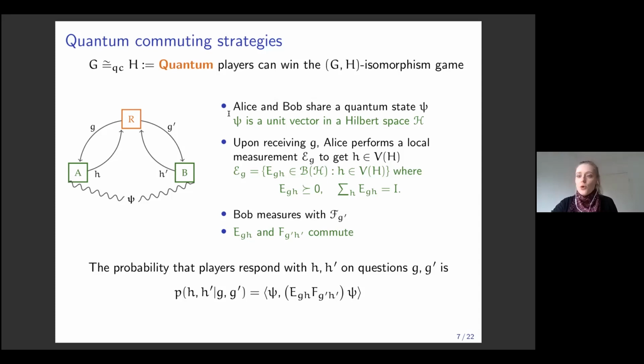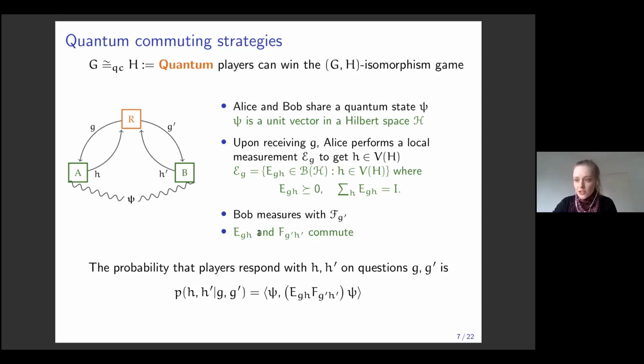Now, as I said, we are in this commuting model. So what is the mathematical description of these things? Well, this shared state is a unit vector in a Hilbert space that's not necessarily a tensor product space. Now, the local measurements Alice and Bob perform are described by positive operators on this Hilbert space. And these operators for a fixed measurement need to add up to identity, just like in the usual case. But now the requirement that these measurements are local to Alice and Bob's labs translates into the requirement that each measurement operator of Alice commutes with each measurement operator of Bob.